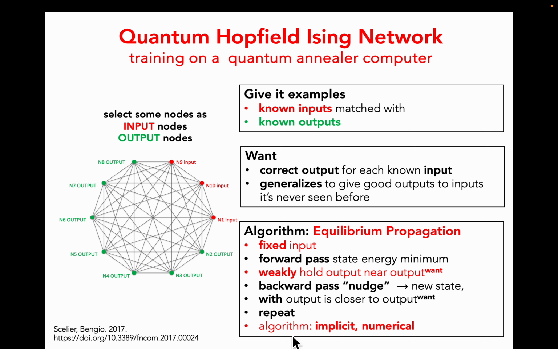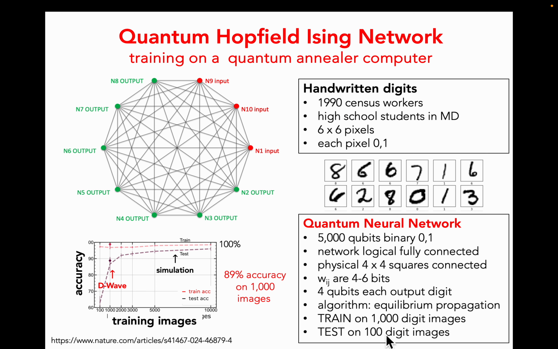So this algorithm is implicit and numerical. We don't explicitly write down in a single analytic form all the changes we want. We need to implicitly and numerically determine the energy minimum, and implicitly determine how we're changing things.